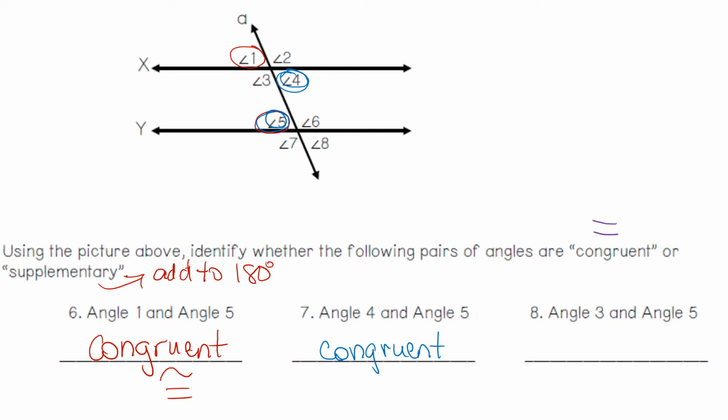And then finally, we are focusing on angles 3 and 5. So 3 is here, and this one is 5. Notice angle 3 is obtuse. It's a wide angle. And angle 5 is acute, a small angle. And together they form this straight line. And so that means they do add up and equal 180 degrees. So these are supplementary.